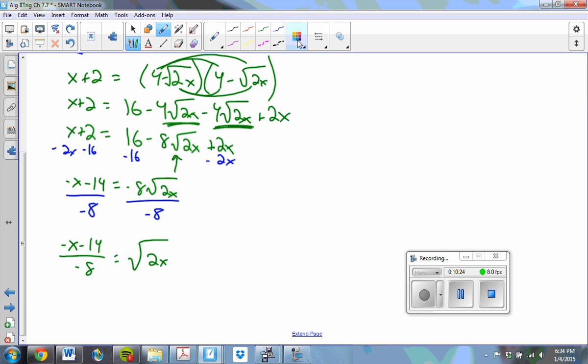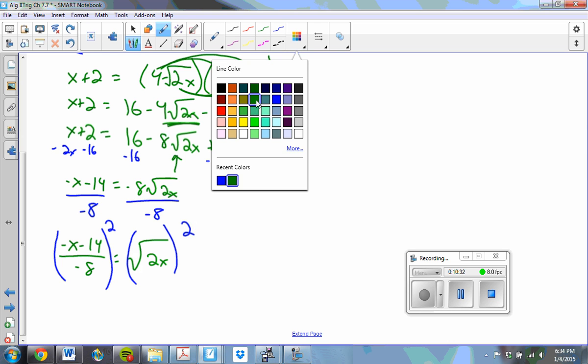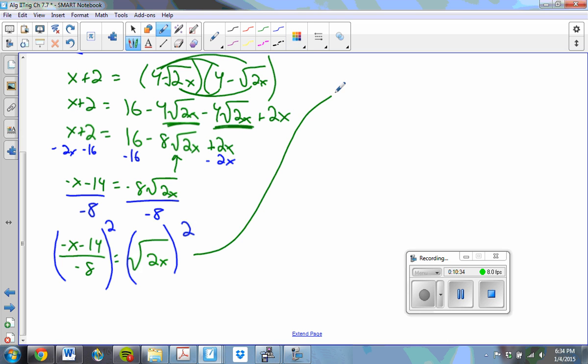And from here, I'll square both sides to get rid of this square root. So square this, and square this. And this is why I didn't bother simplifying. It's all going to come out changed anyways. This is going to become positive 64 on the bottom. And the top has to FOIL, so it becomes x squared plus 28x plus whatever 14 squared is. And that equals 2x.